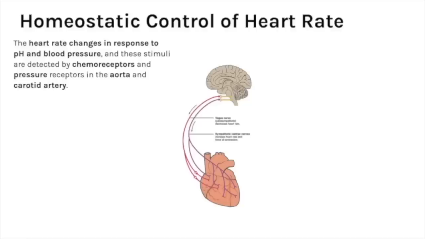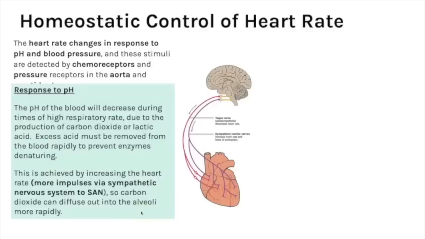One of the stimuli that will change the heart rate is pH, and the other one is blood pressure. There are different receptors that detect these different stimuli. The changes in pH are detected by the chemoreceptors, and the blood pressure changes are detected by pressure receptors. But they are both found in the same location. You find them in the walls of the aorta and also the carotid artery.